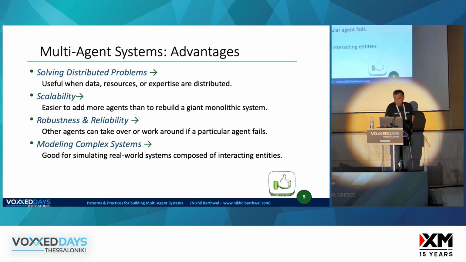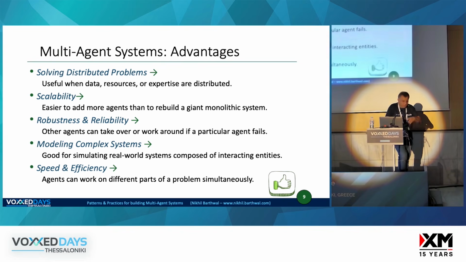Modeling complex systems. Real life is modeling. You have several components working together, so multi-agent systems can model that. Speed and efficiency. You would expect that. You can parallelize. You can have a problem broken into 10 parts, then each one of those 10 parts can be solved by different agents. They can scale up and down. So you have these advantages.